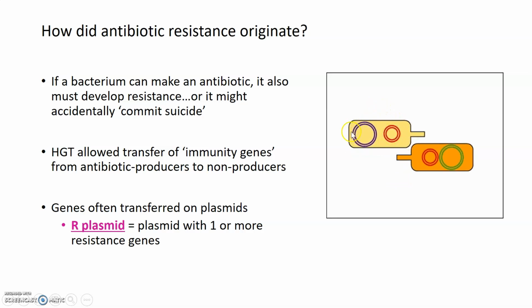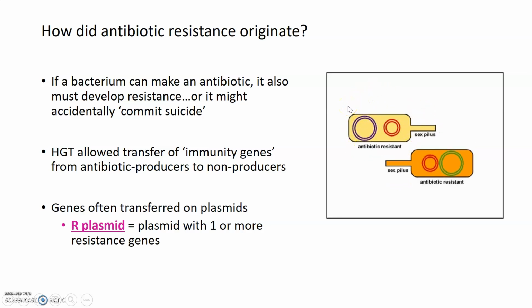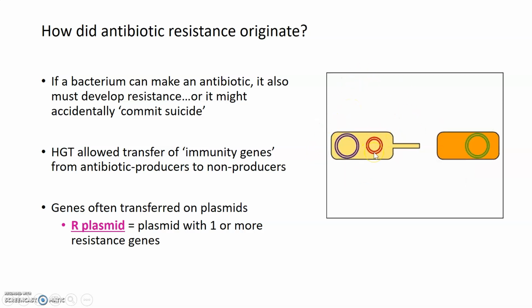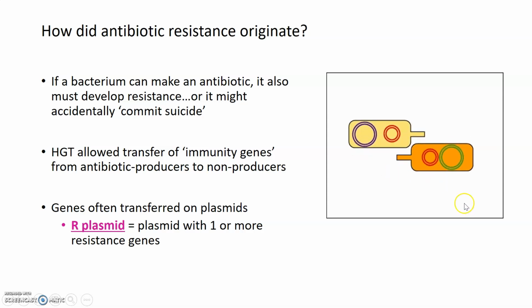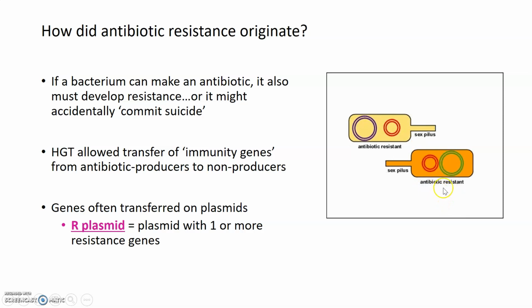And so you can see these now two antibiotic resistant cells. You've got your light yellow cell here that contains an R plasmid and is making a sex pilus, which can interact with your antibiotic sensitive orange cell that does not contain an R plasmid. And after conjugation, this R plasmid can be transferred to your antibiotic sensitive cell and expressed there. And now since both cells have this R plasmid, they both have antibiotic resistance.